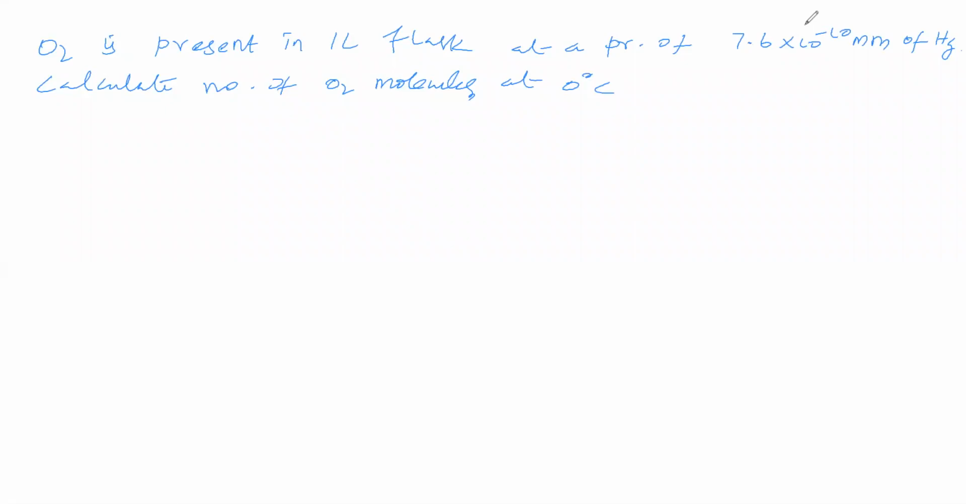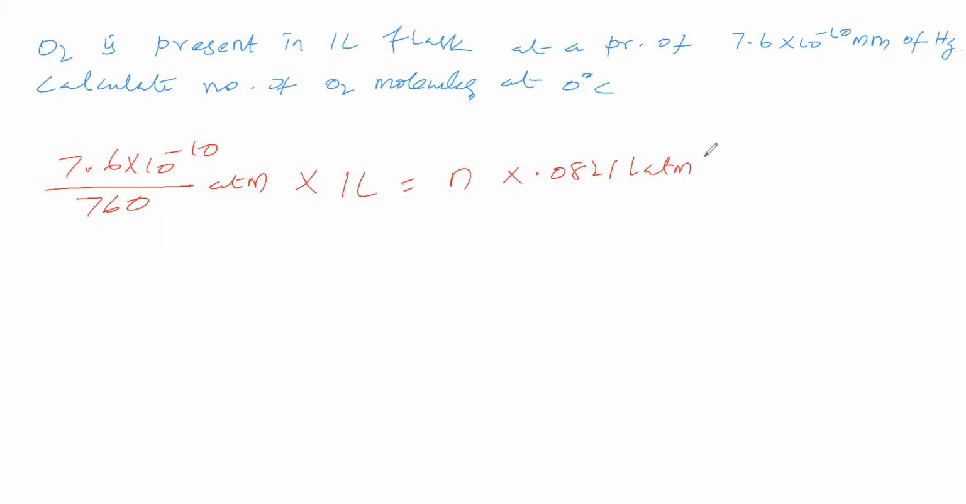Now we will take the ideal gas equation, PV is equal to nRT. In PV is equal to nRT, first is pressure: 7.6 into 10 power minus 10 millimeter. We will convert this into atmosphere by dividing by 760. Now we substitute the volume, n is the number of moles of gas, R is 0.0821 liter atmosphere per Kelvin per mole, and the temperature is 273 Kelvin. By simplifying this, we will get n.